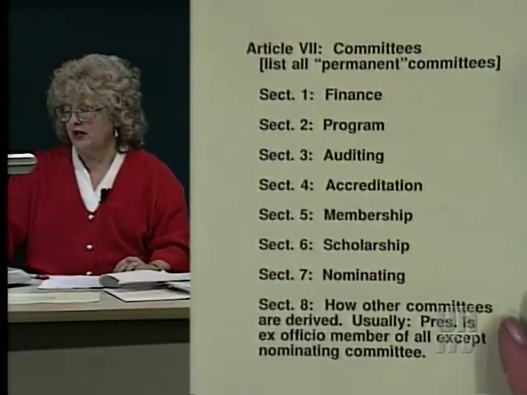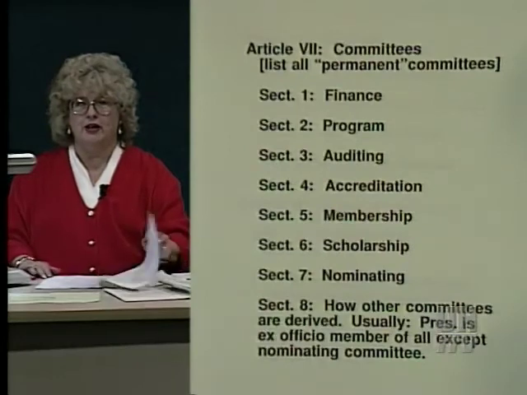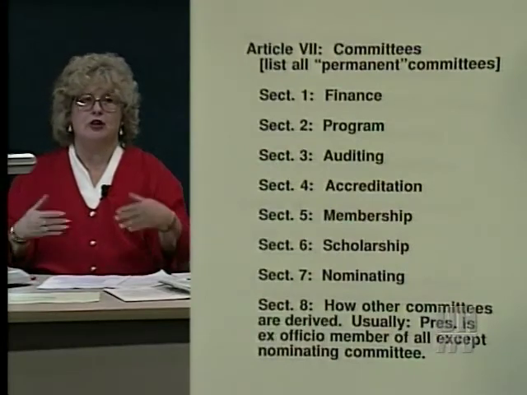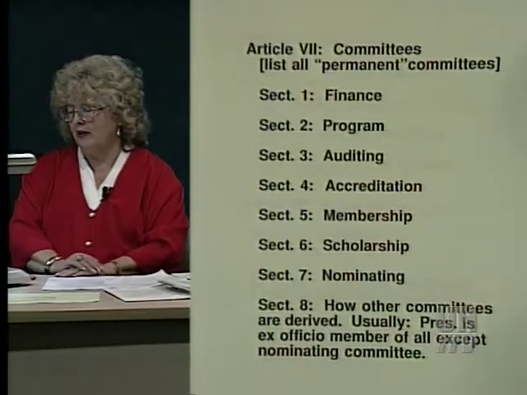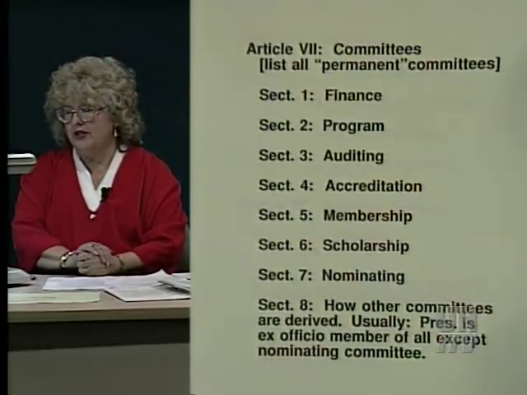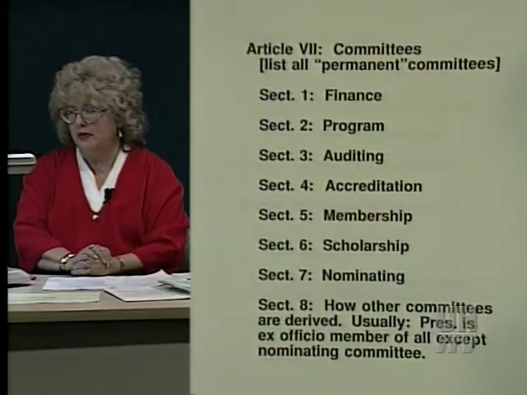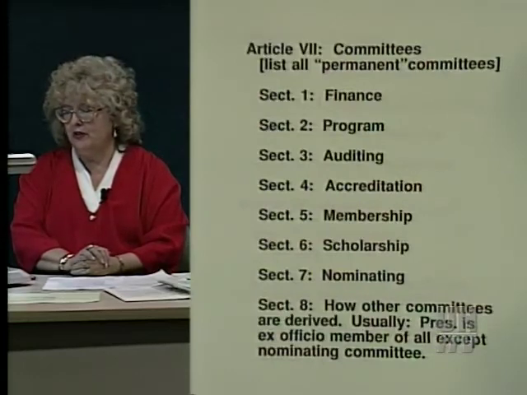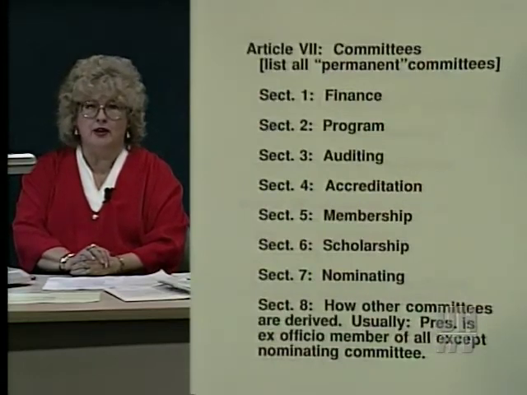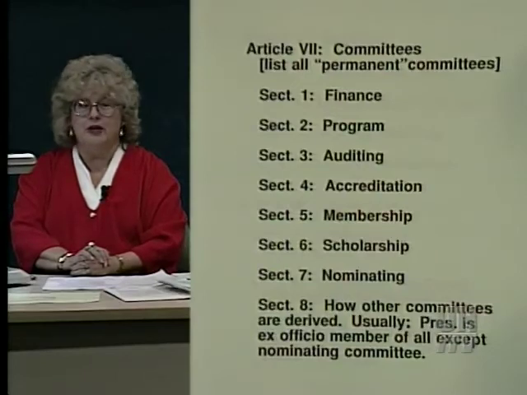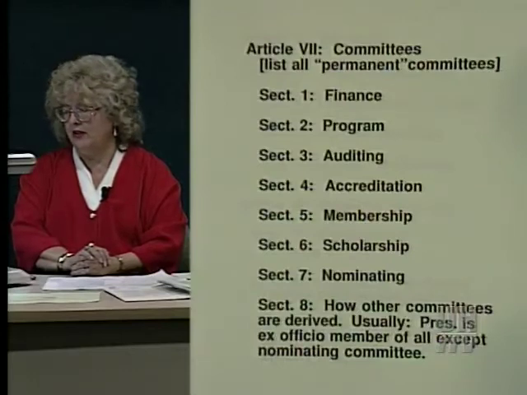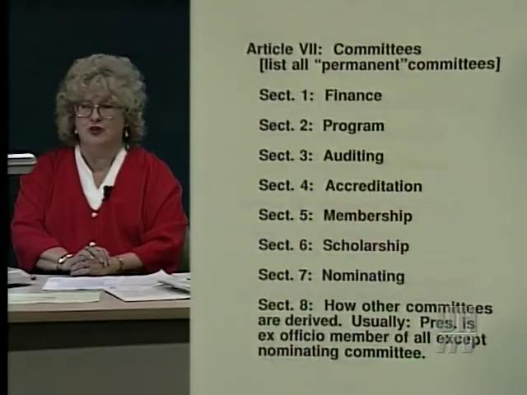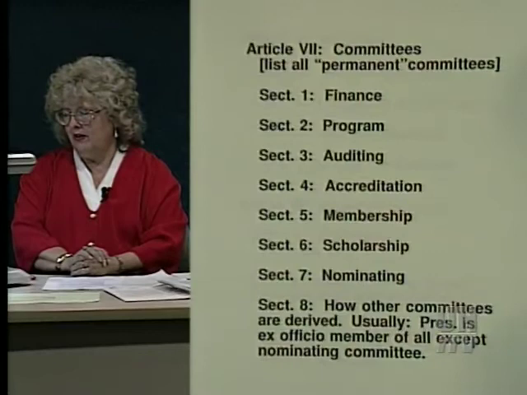Normally you're at Article 7 when you get to committees, but if you have a very complicated government structure, you may need to break that out in separate articles. So you may have more, as we'll see in a minute. Article 7 deals with all the permanent committees. These are in no particular order here. You may or may not have any or all of these, but typical standing committees are things like finance, program, auditing, accreditation, membership, scholarship, nominating.